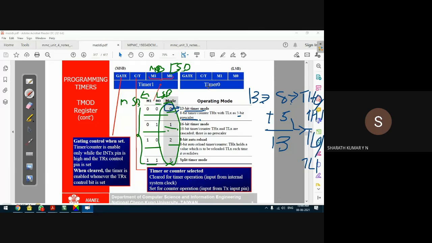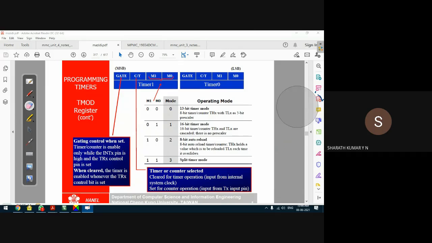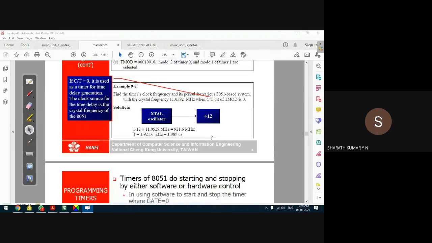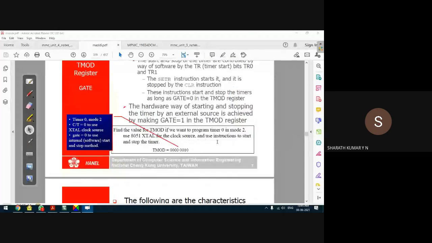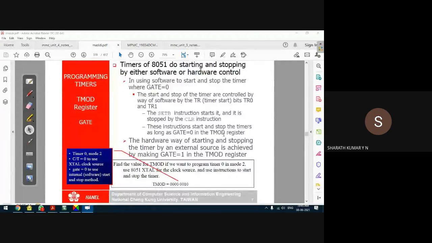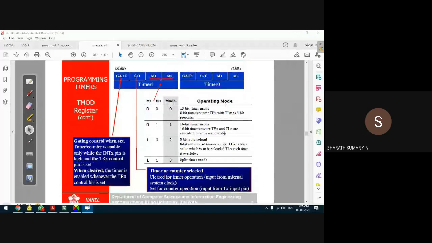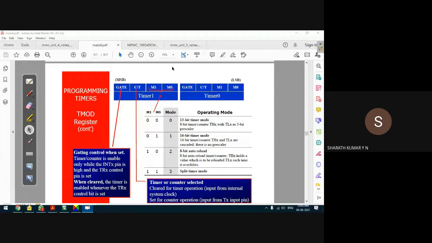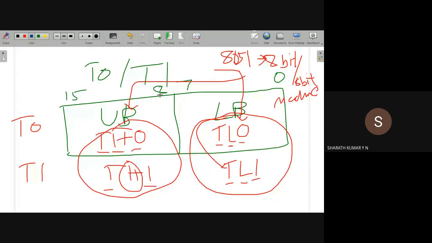What is the meaning of that? Before I continue, just a second. I'll come to this. Is it the lower 5 bits or the upper 5 bits? Yes, I'll clarify. What I got a doubt about is something like this.